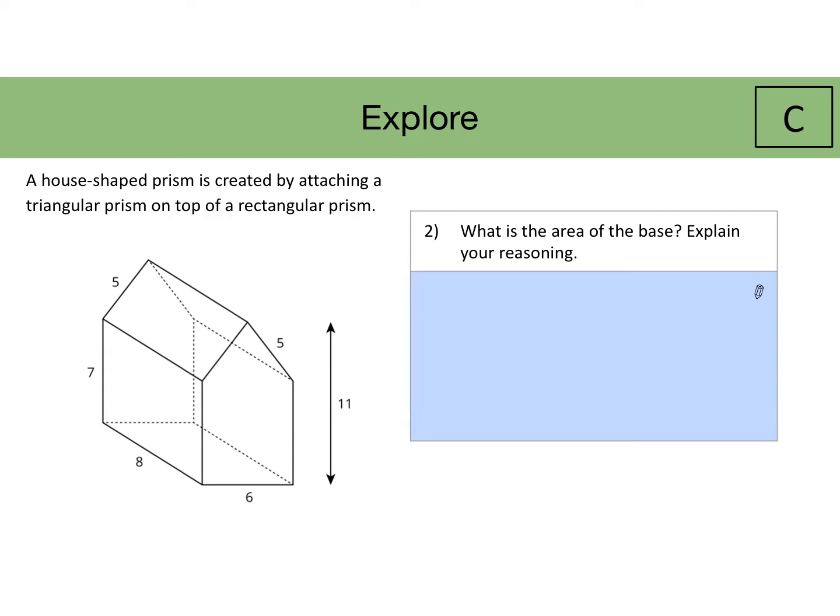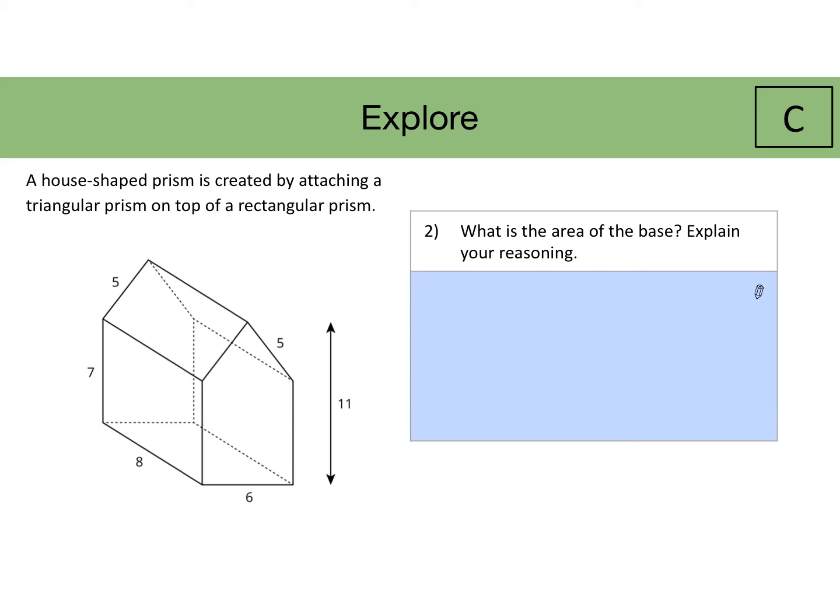Now that the shape of the base is established, we can answer number 2. What is the area of the base? Explain your reasoning. So the students discussed with their partners that the shape is a pentagram that can be divided into a rectangle and a triangle. So now we're going to do the area of each of those shapes separately before we synthesize them together to get the total area between the combination of the two.